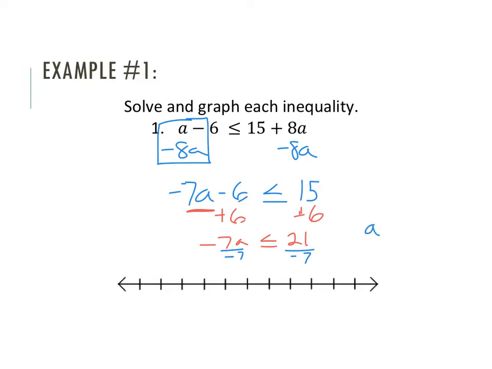Now remember, we're dividing by a negative number, so that sign's going to flip here. So it's going to be a greater than or equal to, well, 21 divided by negative 7 ends up being negative 3. So this is my solution.